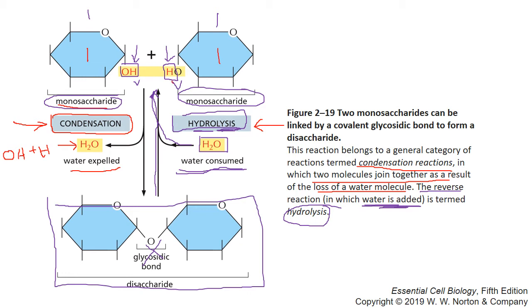So condensation is when you're building and you lose water due to the fact that water becomes a waste product and you remove a hydroxide from one and a hydrogen from the other to produce your final product.